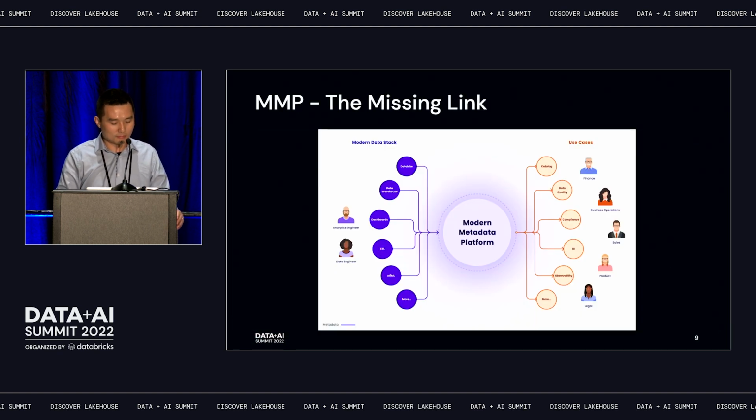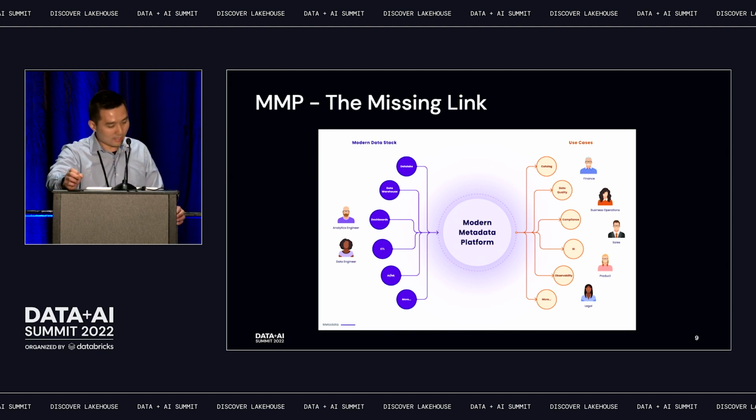All right, so after all that, let's try to bring out what's a modern metadata platform. From our perspective, the modern metadata platform is this missing link. On the left-hand side of the graph, you can see the personas that are producer-oriented: your data engineers, your data analytics and analysts. These are the people who are in charge of producing data, bringing in data from various sources, building up your data models and whatnot.